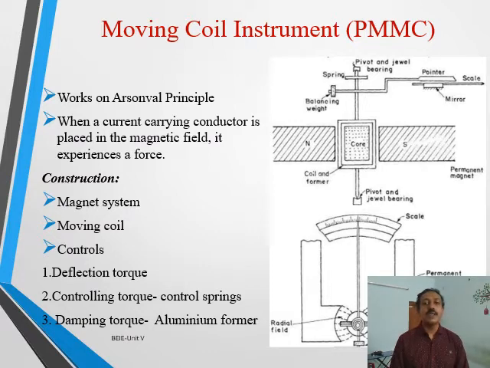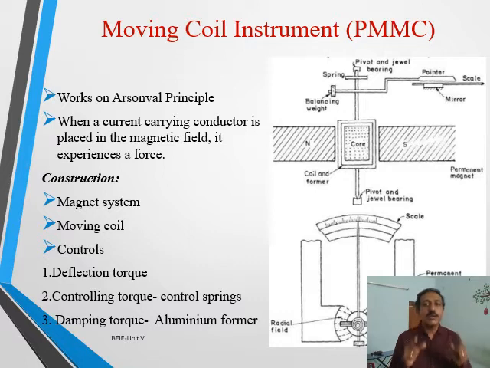Next, if you see the figure and the construction, the main parts are, first, the magnetic system. We can see a permanent magnet, that is the U-shaped magnet, producing the magnetic field. Next is the moving coil.